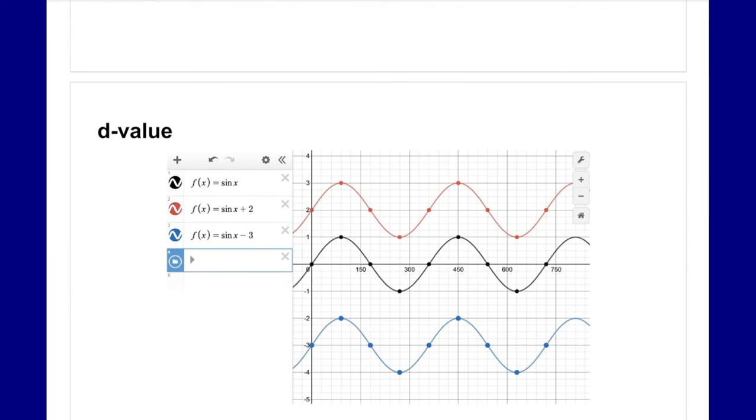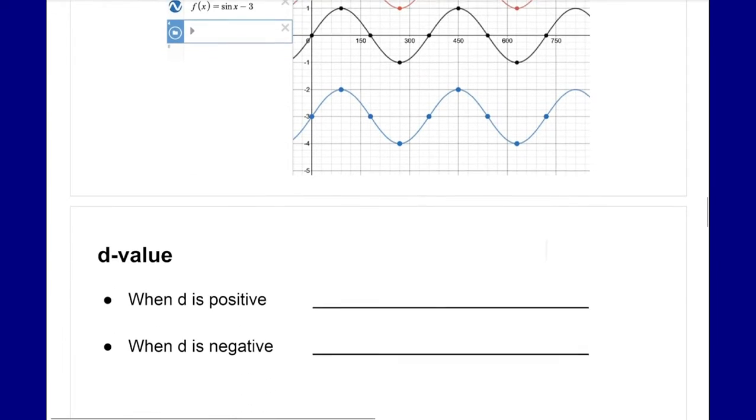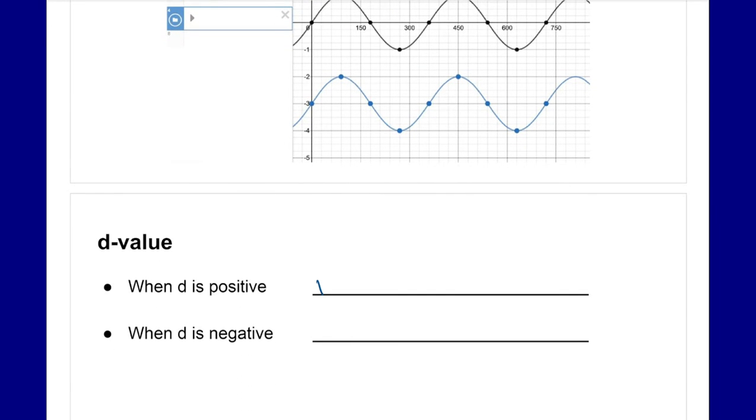The D value, this one should be relatively obvious. Again, looking at our graph, in our base form in black, sine x, and we see sine x plus 2 in red, sine x minus 3 in blue. In this case, similar to what we did before with the K value, when D is positive, we have a vertical translation up. When it's negative, vertical translation down.